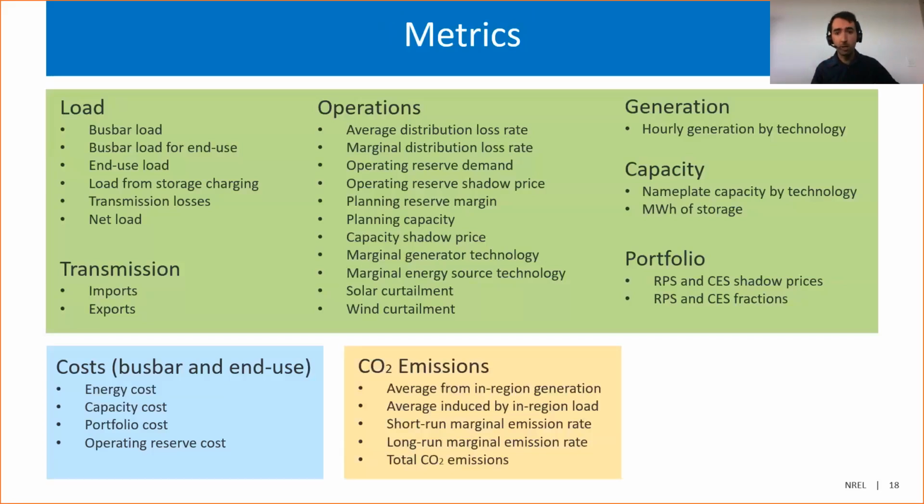And then the last category is CO2 emissions. We have 5 different emission metrics that we report. 2 different average emission rates, one that ignores transmission or import and export effects, and one that includes import and export effects. And then we have 2 different marginal emission rates, the short run and the long run marginal emission rate. I'm going to talk a little bit more about those in just a couple of minutes, so I'm not going to talk about those right now.